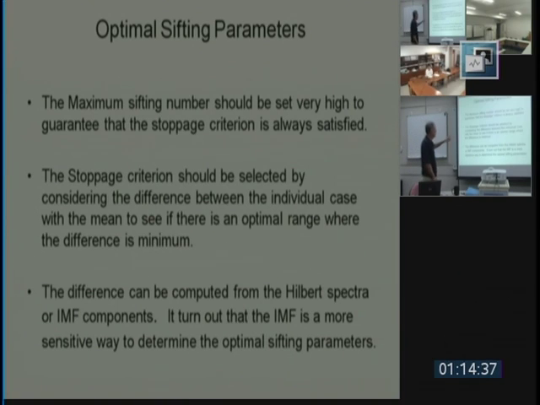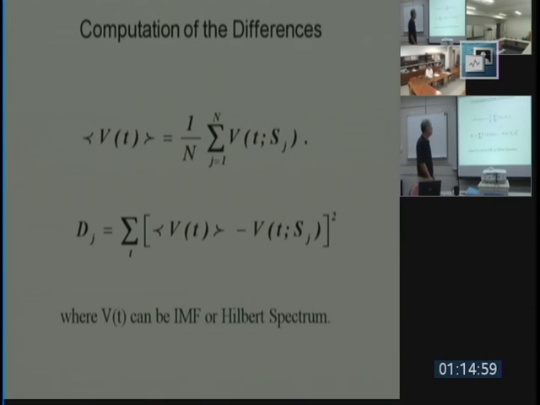The stoppage criteria should be considered for each individual case, and there must be a range that is optimal. Let's see how we can tell which one is optimal. Each time we try, we can get the average value. Then we can also compare the average value versus the individual case, to see how large the difference is.